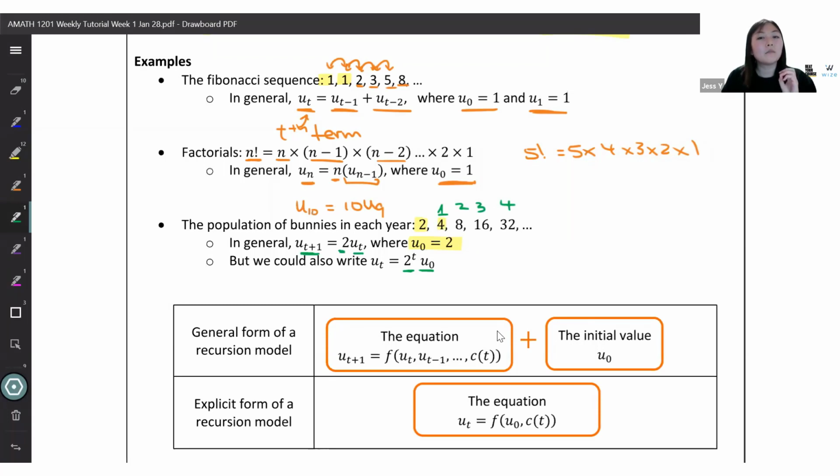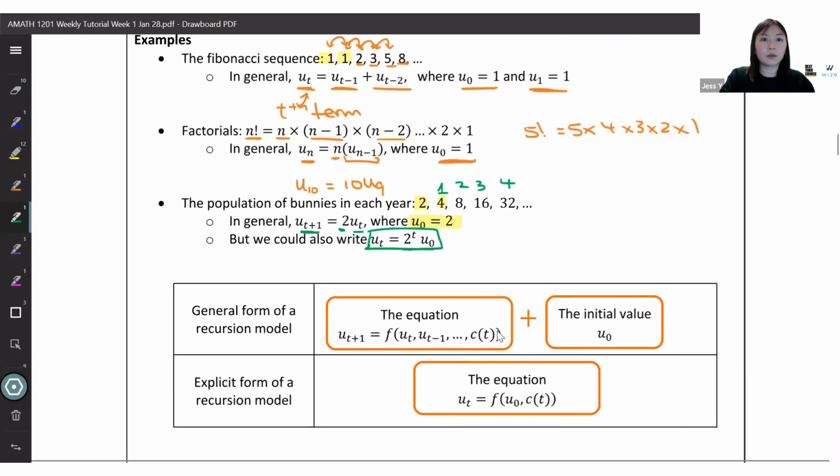That is much more useful. This equation is much more useful because now we can just plug in, hey, I'm going to plug in 100. Plug in t equals 100. U of 0 is 2. And we can calculate how many bunnies there's going to be 100 years from now. Okay, so that's a whole idea behind recursion.